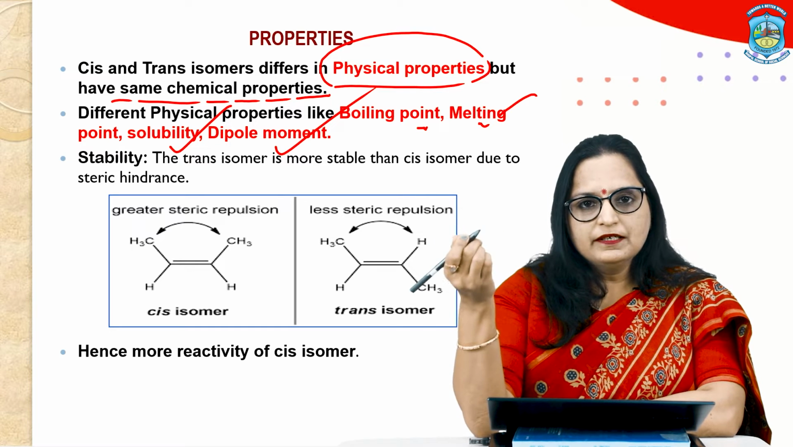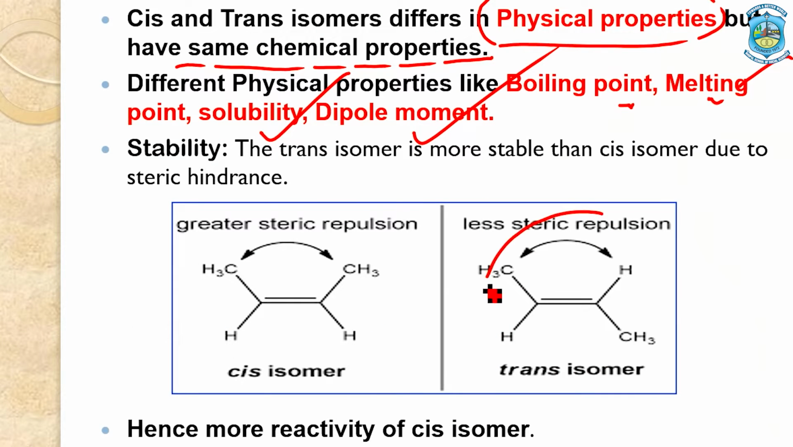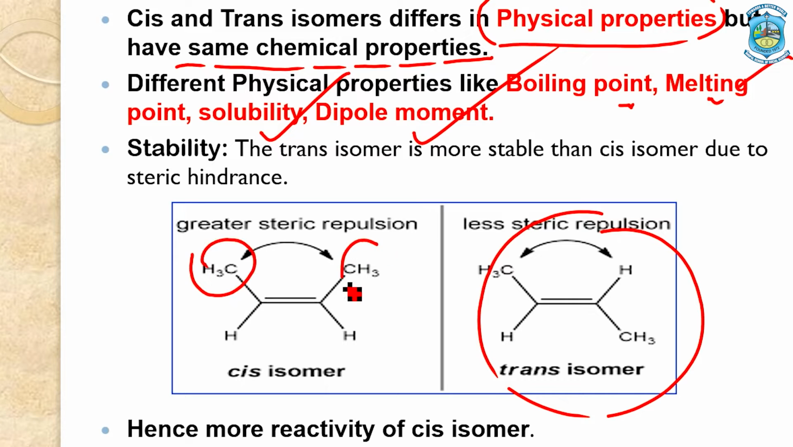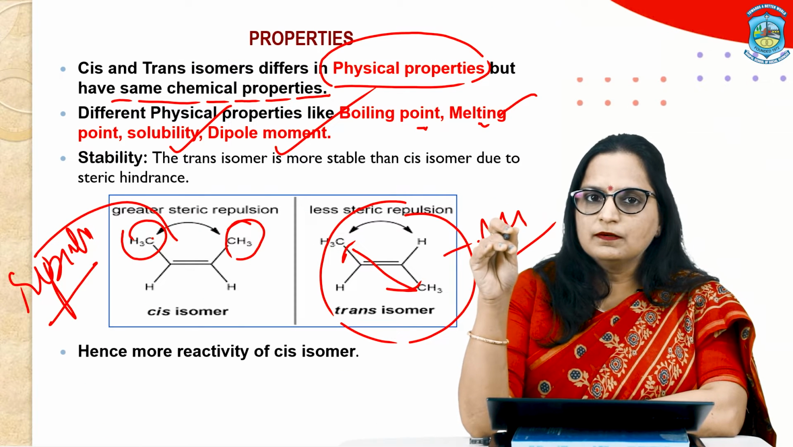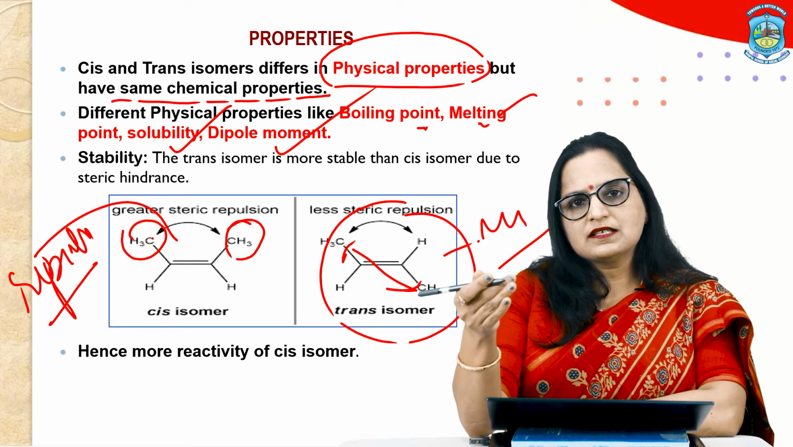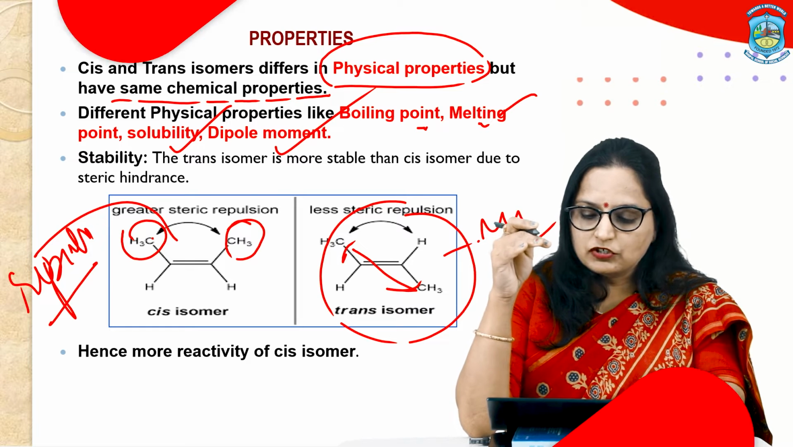When we talk about the stability of both the isomers, we will see that the trans structure is more stable due to steric hindrance. As is clear from the picture, in cis the two bulky groups are on the same side, which leads to a greater amount of repulsion. However, in trans, they are opposite to each other, which minimizes repulsion. Hence we can say that the trans structure is more stable, or in other words, cis is more reactive due to its less stable nature.